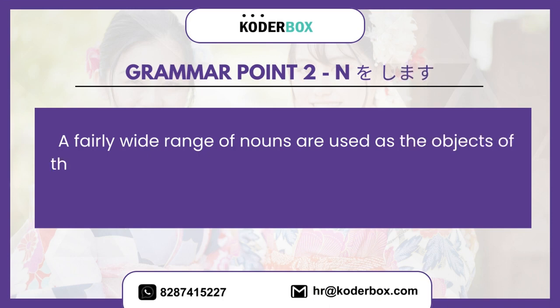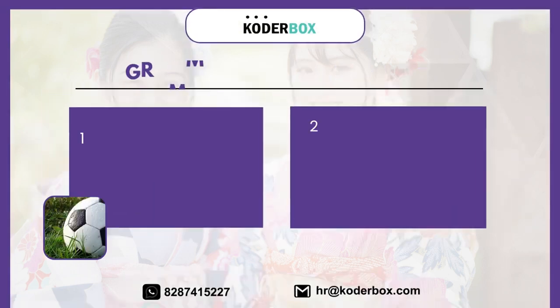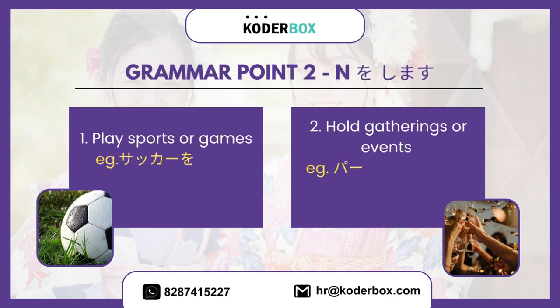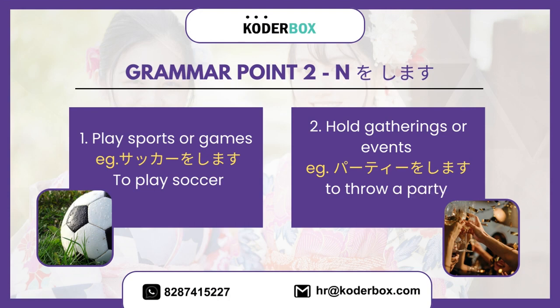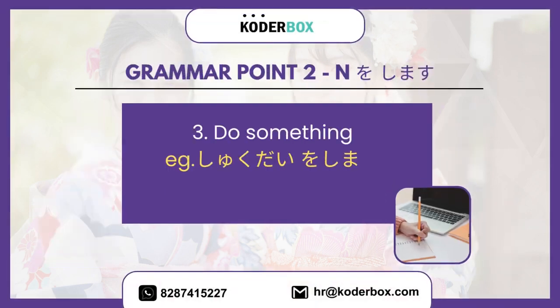A fairly wide range of nouns are used as objects of the verb shimasu, which means the action denoted by the noun is performed. For example, to play sports and games. Example, sakka o shimasu, to play soccer. Second, hold gatherings or events. Example, party o shimasu, to throw a party. Third, do something. Example, shukudai o shimasu, to do homework.